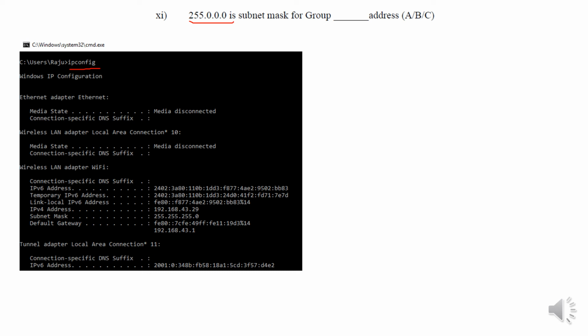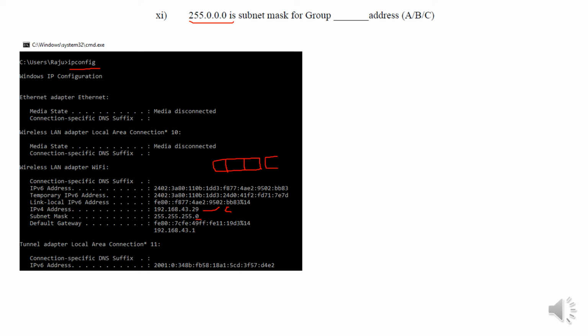This is the IPv4 address 192.168.43.29. So this is a class C, 192. And for class C, we see that the subnet mask is 255.255.255.0. Why? Because for a class C address, the first 3 octets are net ID. These 3 are net ID, and the last one is only host ID.